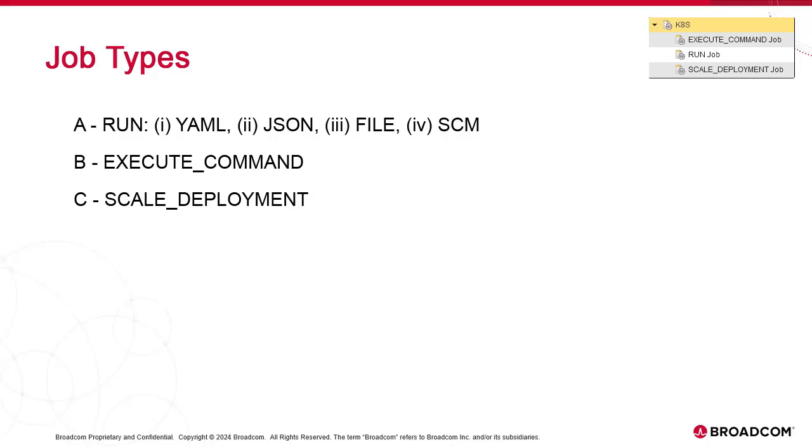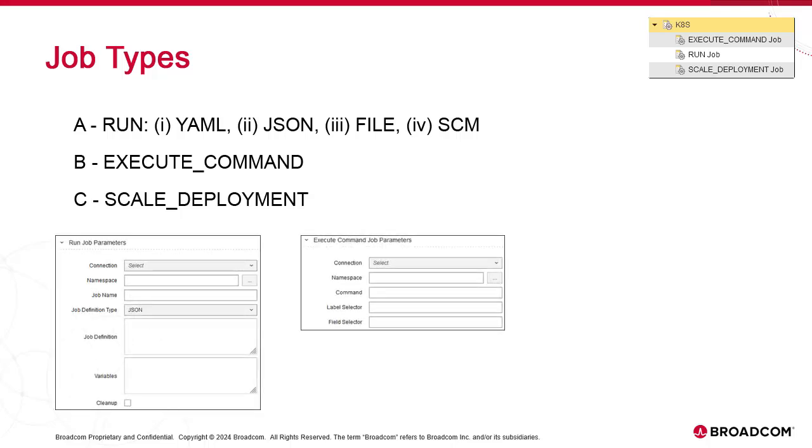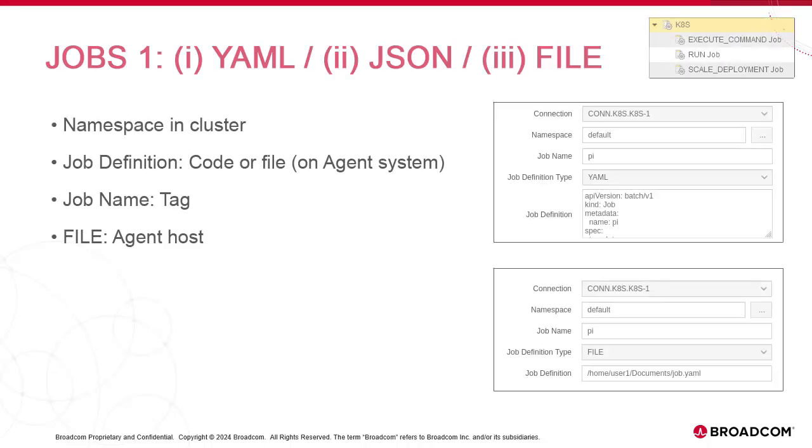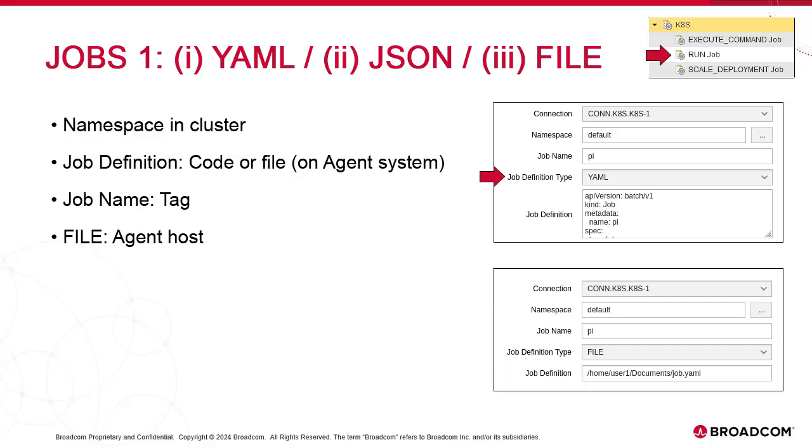The agent creates three job templates: run, execute command, and scale deployments. The run job template has four definition types: so in reality, you can run 6 different types of processes. We start with a run job. We have YAML, JSON, and file job definitions, and a fourth, which we'll cover in a minute.